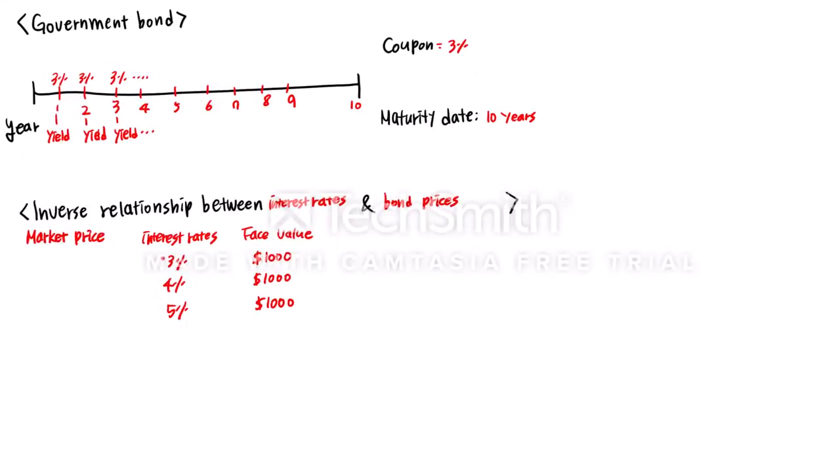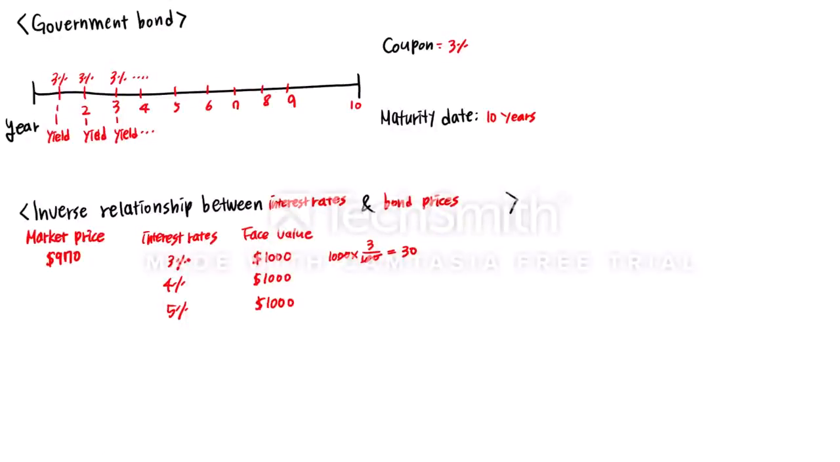So what makes the market price $1,000 when the interest rate is 3%? Well, 3% of $1,000 is $30. So it might be $970 to reach this face value of $1,000 with the interest rate 3%.